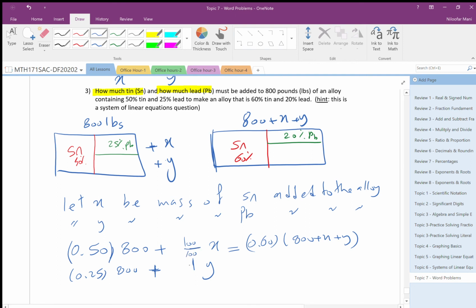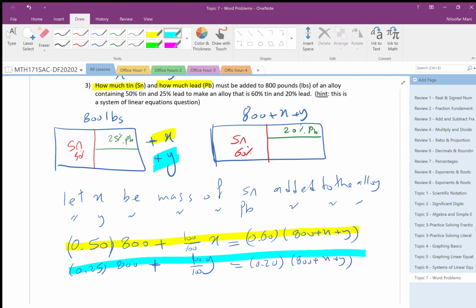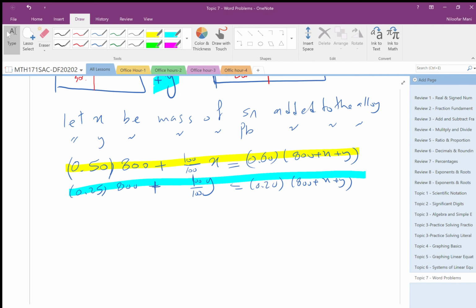Okay, 100 divided by 100, that's why it's 1. So it equals 0.20 times 800 plus x plus y. I write this for each one: once for just x, and once for just y. When I add just y, that's 100%, and when I add just x, that's 100%. So it's 100 divided by 100, so it's 1.